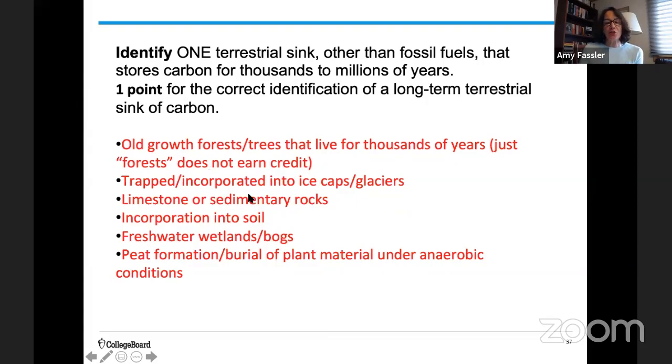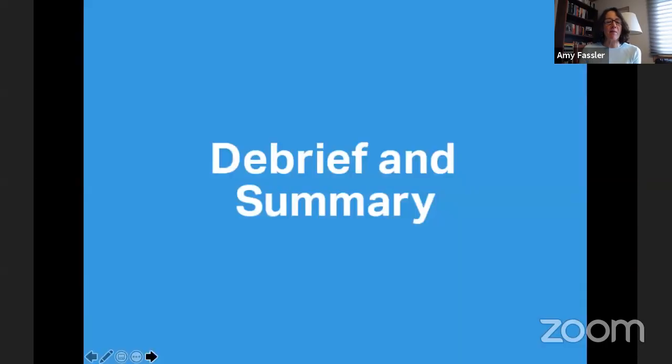Some of you may have gone to sedimentary rock or limestone, or carbon incorporated into soil. We saw that was a really big sink when we looked at that diagram. So that should have been a pretty easy one point to come up with.